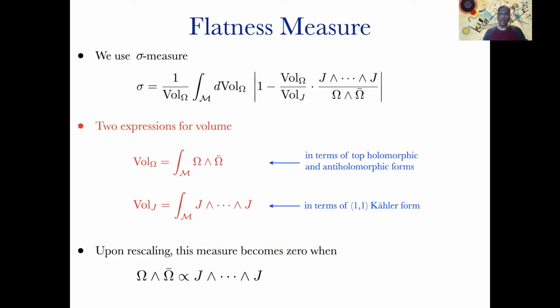So we can write an expression of the volume in terms of the top holomorphic and anti-holomorphic forms on the Calabi-Yau. We can also write an expression for the volume in terms of the Kähler form. These expressions are proportional to each other. Knowing that, we can look at essentially the difference between these two ways of computing the volume. And the sigma measure will vanish when we achieve the Ricci flat metric.